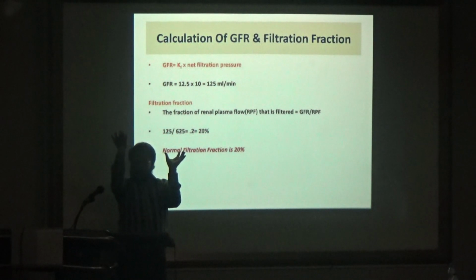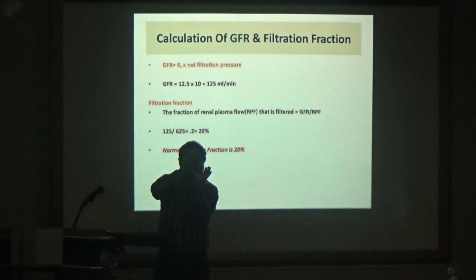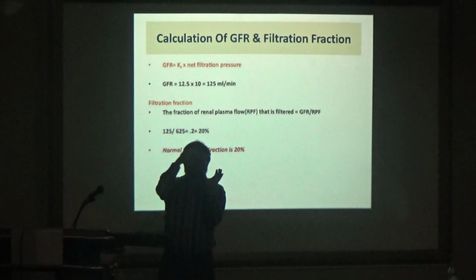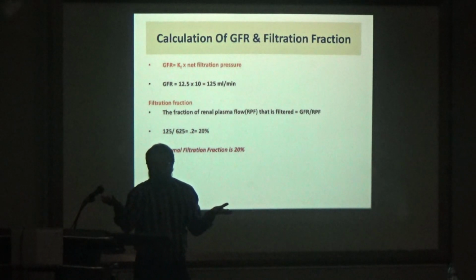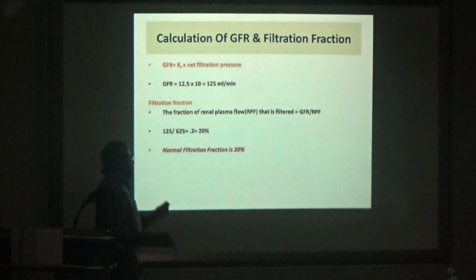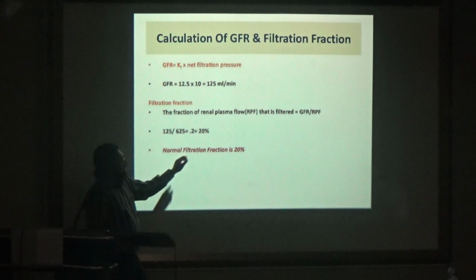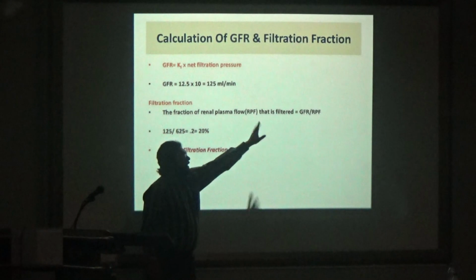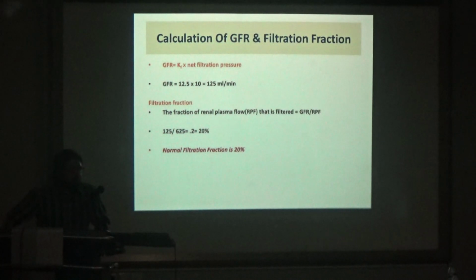That is 20%. If I ask, 100 ml of blood is going to the kidneys, how much would be filtered out? 20%. Okay? That is a rough idea. So normal filtration fraction is 20% and it is nothing but GFR divided by renal plasma flow.